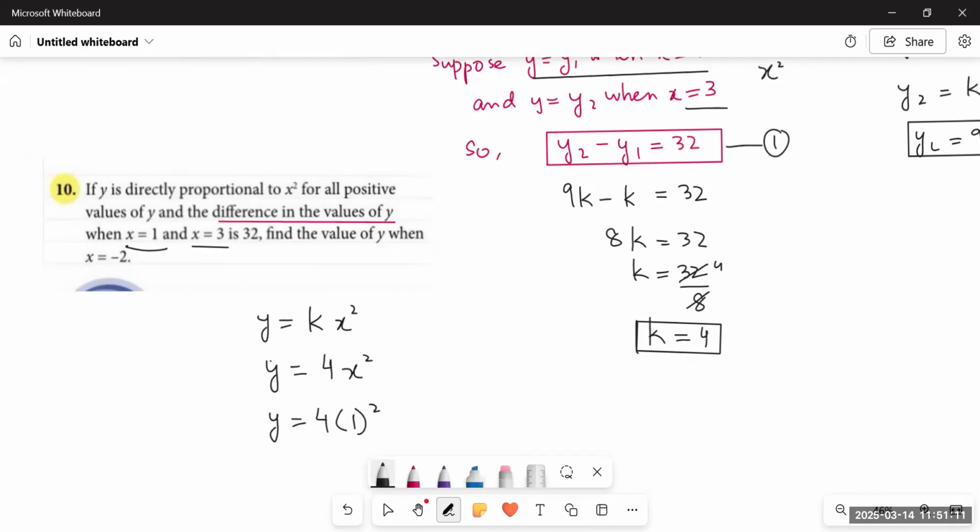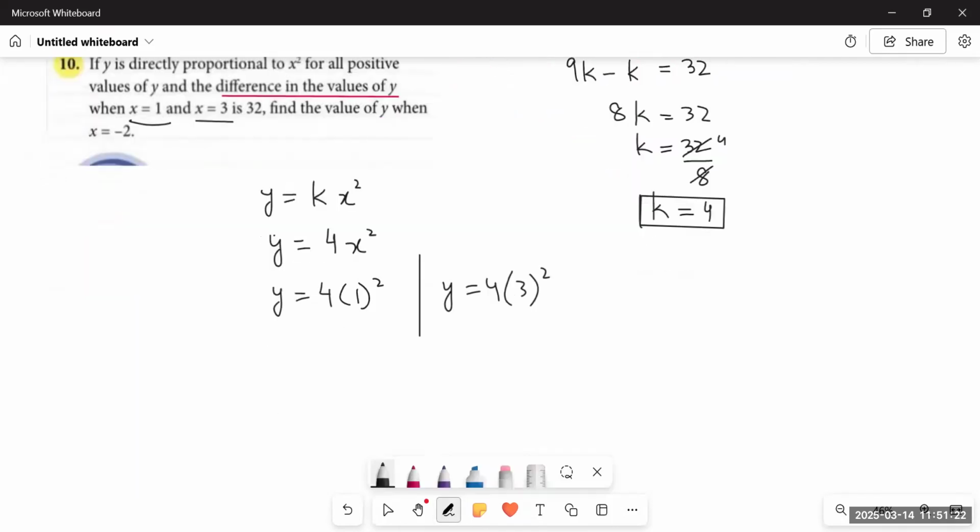And when the value of x is 3, it would be y is equals to 4 bracket 3 square. When we solve them, we get 1 square is 1, 4 ones are 4, y is equals to 4. And y is equal to 3 threes are 9, and 4 nines are 36.